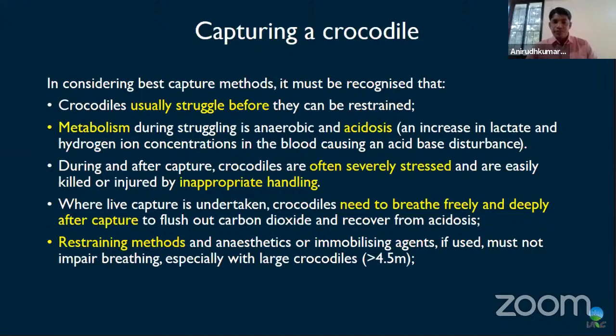Restraining methods and anesthetics, if used, must not impair breathing. I think this is much more a subject for the veterinary students, and students must involve yourselves in such projects. But if you give a higher dose of these medicines, you need to understand: a lot of times we work with mammals, which are warm-blooded animals. This is an ectothermic, cold-blooded animal, and its metabolism is so weak. So we have to consider all those factors while treating or providing anesthetics to the crocodiles.